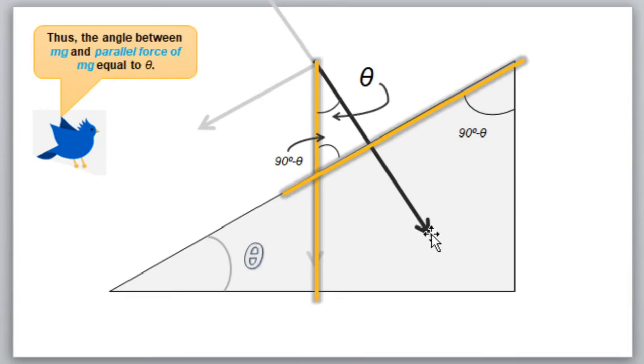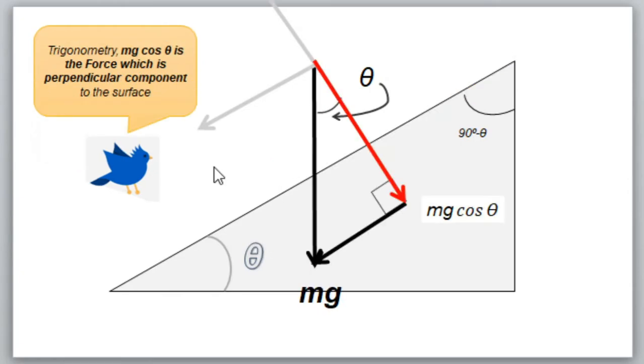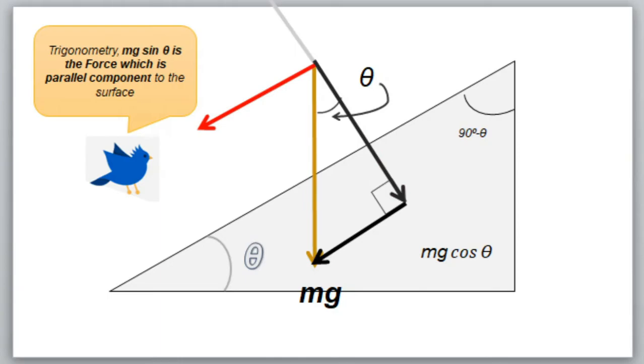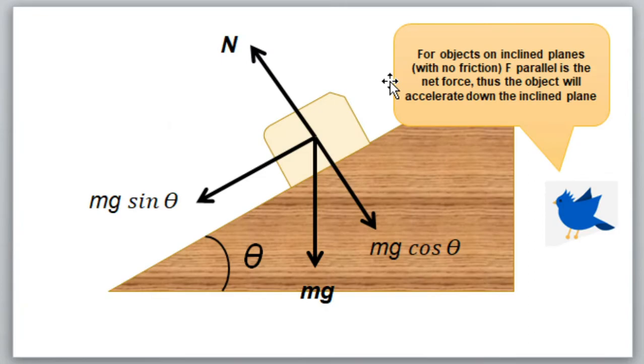Next, we need to find the angle from the weight force, mg, to the other force which is perpendicular to the plane. By applying trigonometry, mg cos theta is the component perpendicular to the surface, and mg sin theta is the component parallel to the surface. For this situation, we do not consider the frictional force. So without the frictional force, the object will accelerate down the inclined plane.